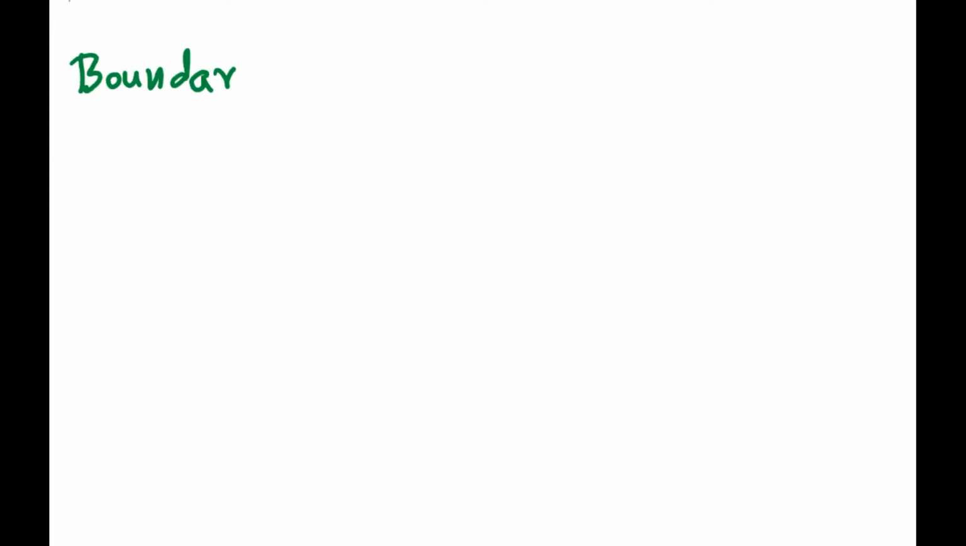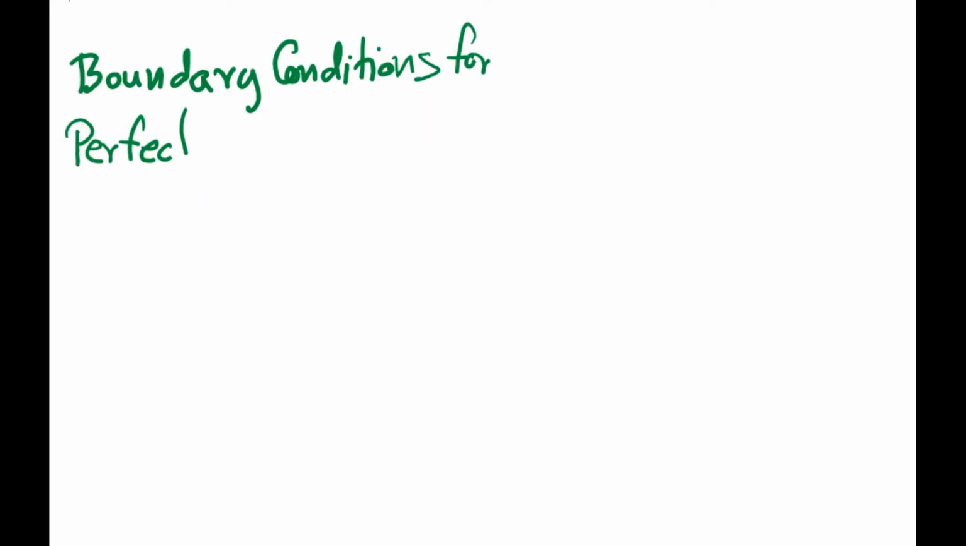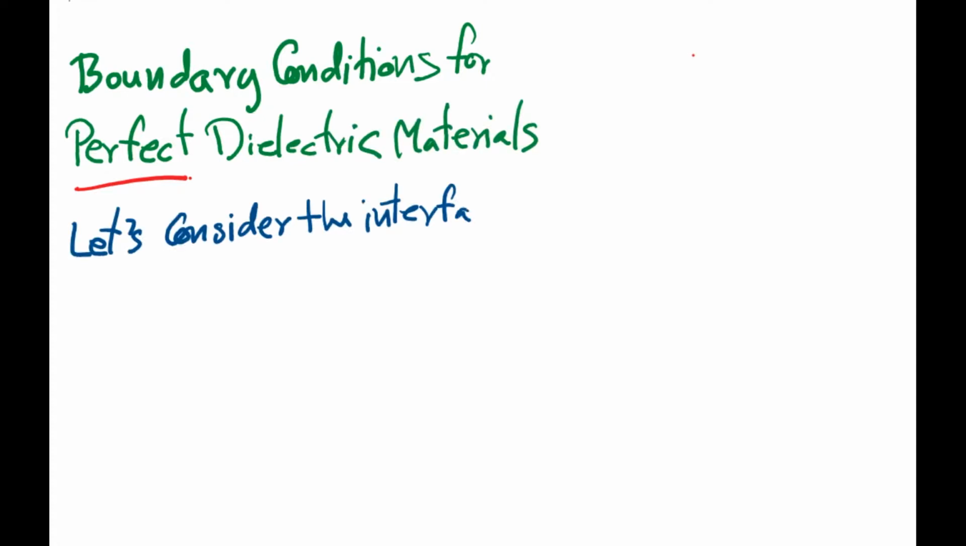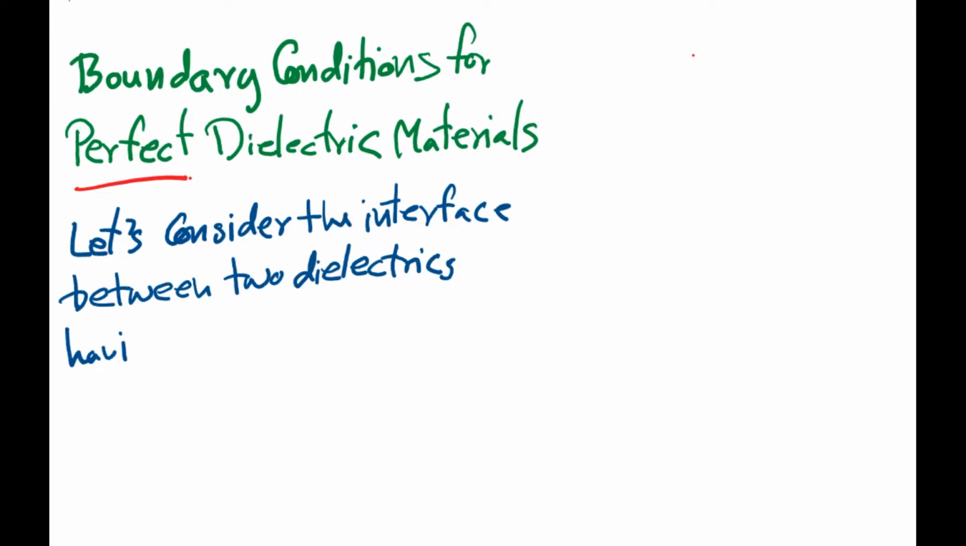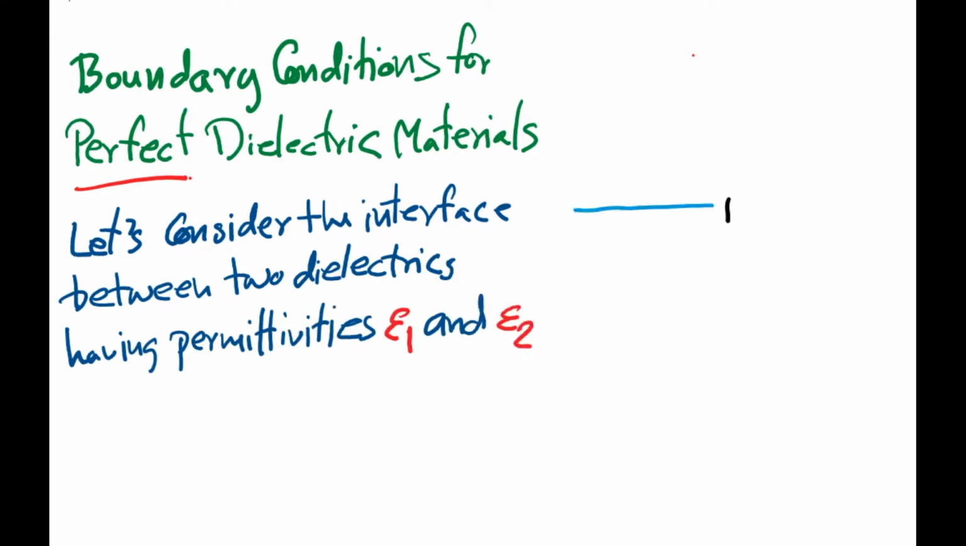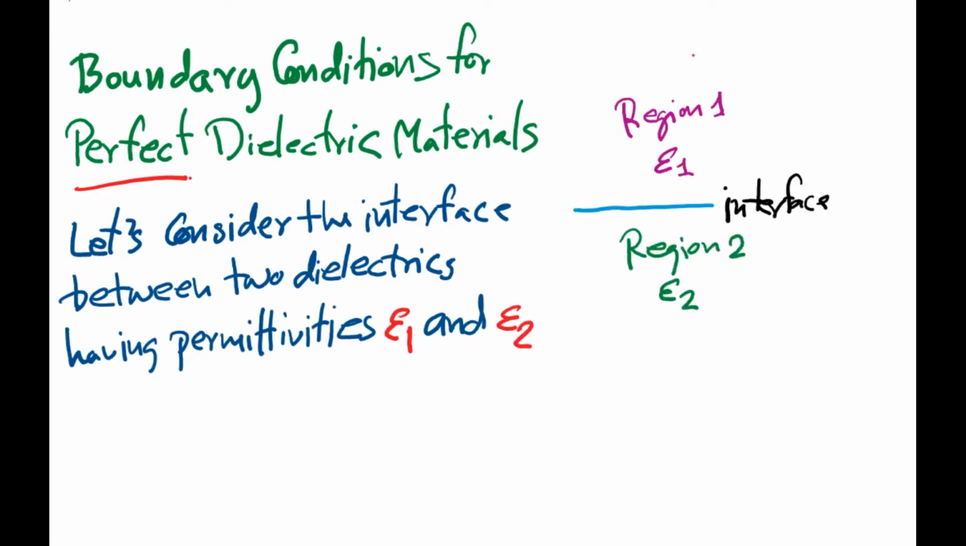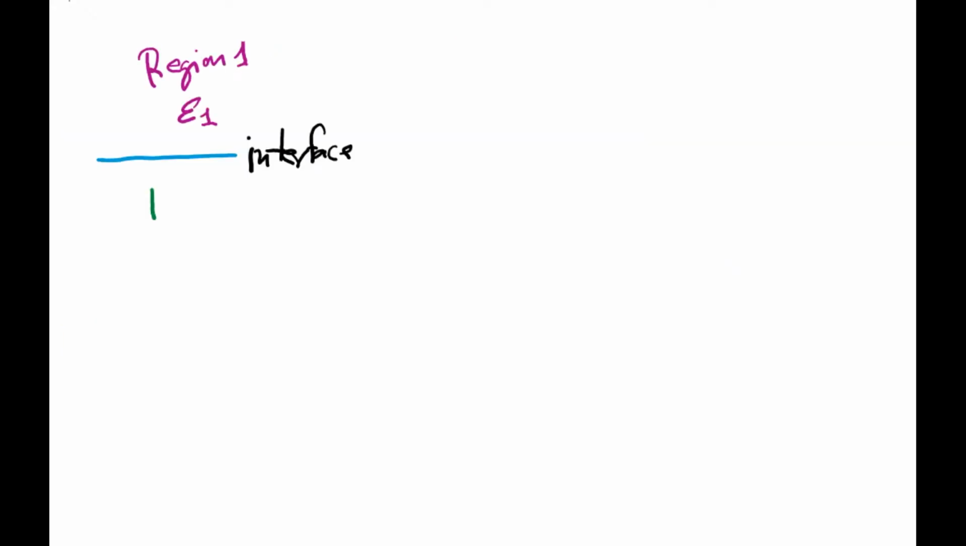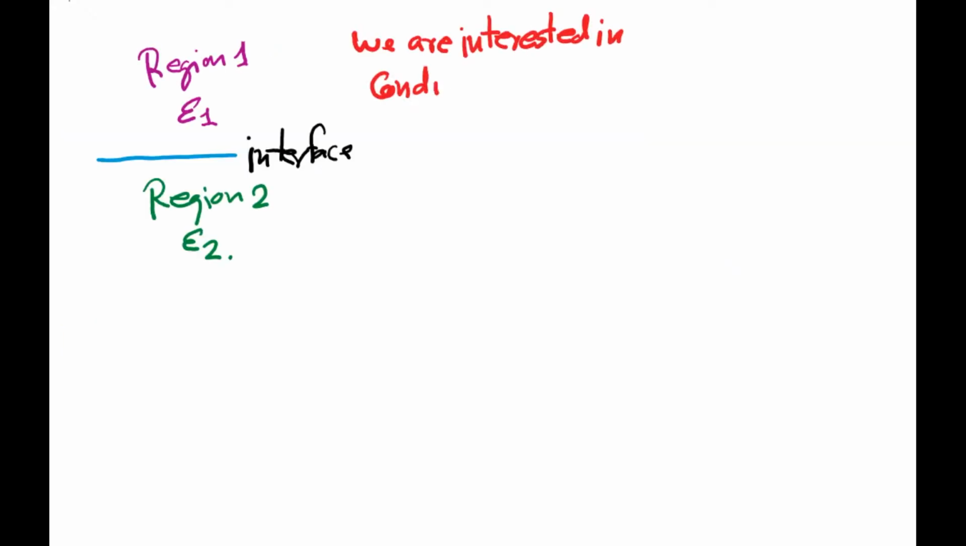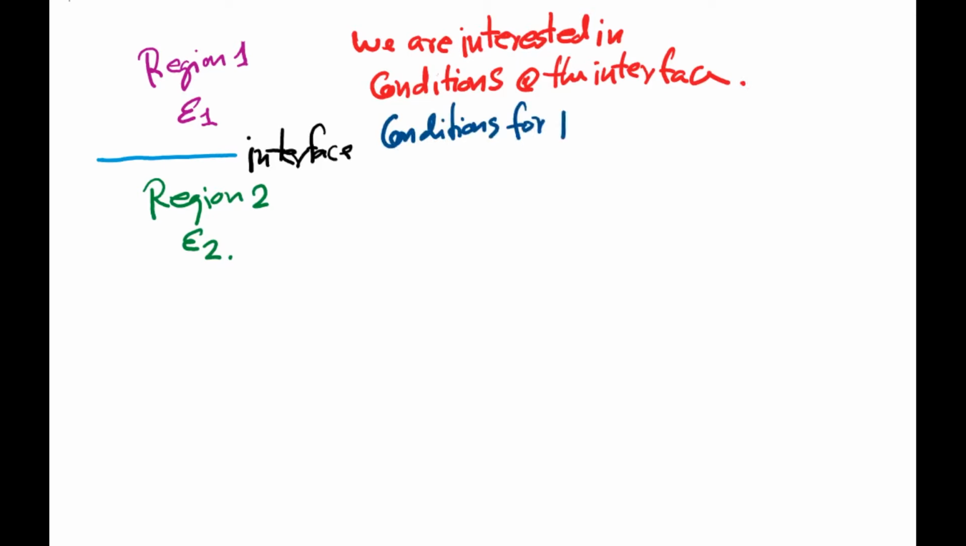In this script, I will talk about boundary conditions for perfect dielectric materials. Let's consider the interface between two dielectrics, having permittivities epsilon 1 and epsilon 2 as shown here. We are interested in conditions at the interface, the condition for E and D.